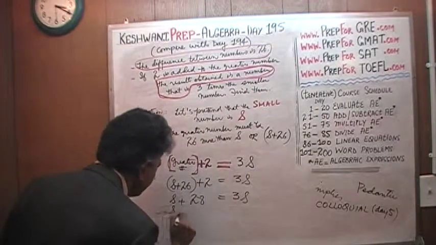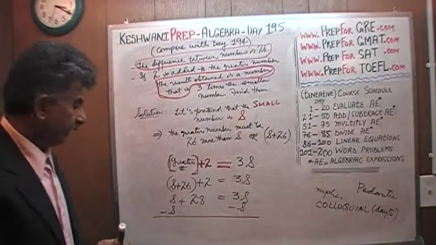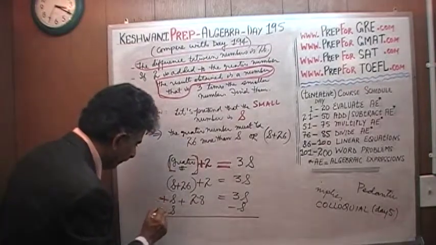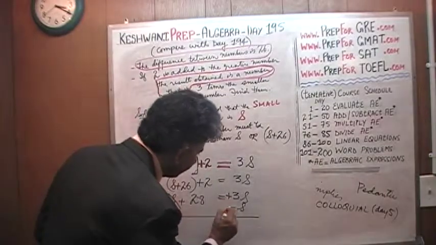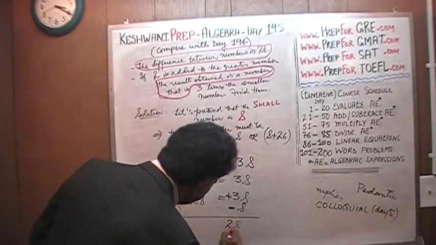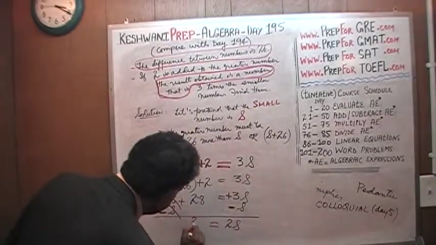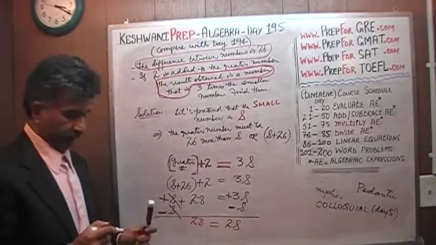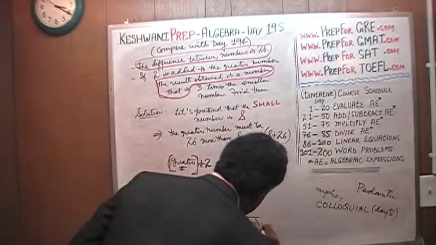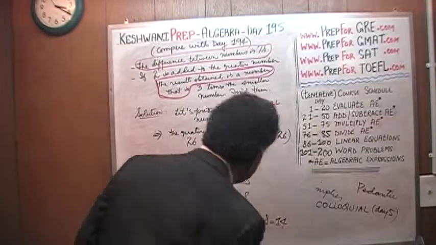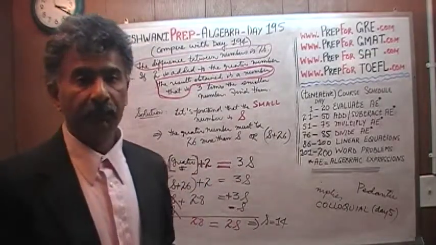Subtract s from both sides to get rid of the s. Here we have a positive s, here we have a negative s, they cancel out. And positive 3s and a negative s gives us 2s equal 28. And if 2 of them equal 28, one must equal 14. That implies that s equals 14. s equals 14 is exactly what we found in our previous method.